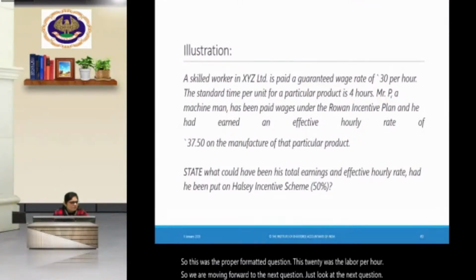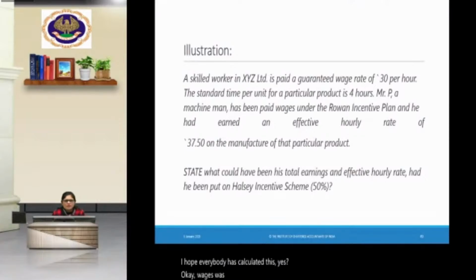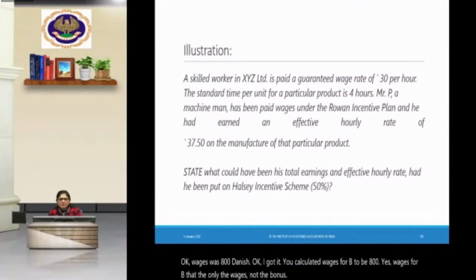I hope everybody has calculated this. Yes. Okay, wages was 800. Danish, okay, I got it. You calculated wages for B to be 800. Yes, wages for B, only the wages, not the bonus. Okay, so this is again a question. Take note of this question.